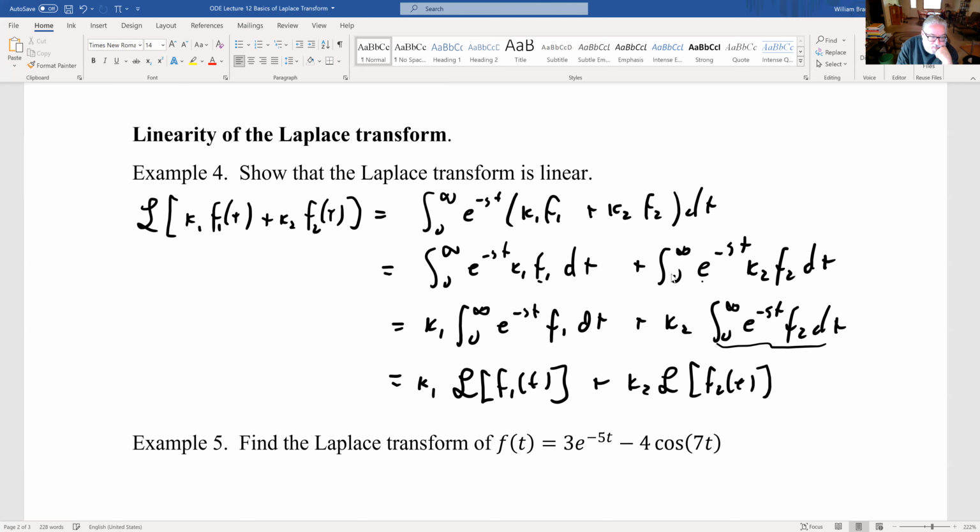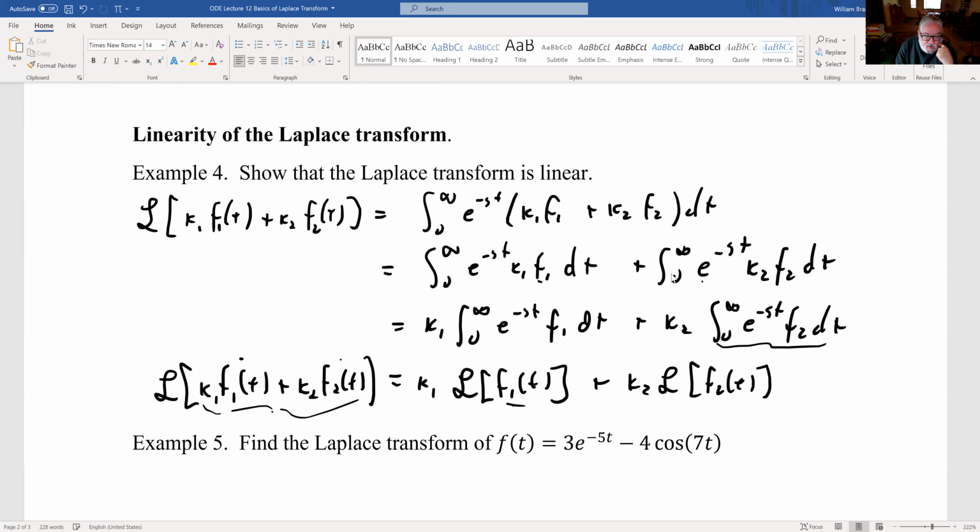So we can do what we usually are used to in calculus when we do integrals and derivatives, which is we can take the integral or derivative of a sum multiplied by constants by taking the integral or the derivative of the individual functions, multiplying by the constants, and then adding them up. So we can do the same thing here. If you want the Laplace transform of this sum, take the Laplace transform of f1 and the Laplace transform of f2, multiply by k1 and k2, and put them back together.